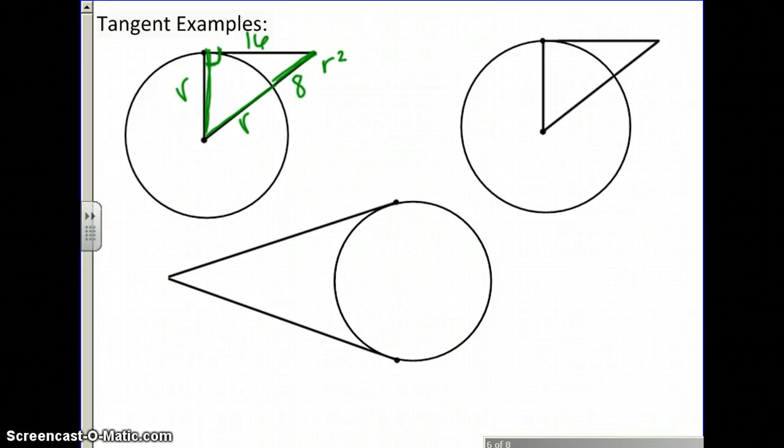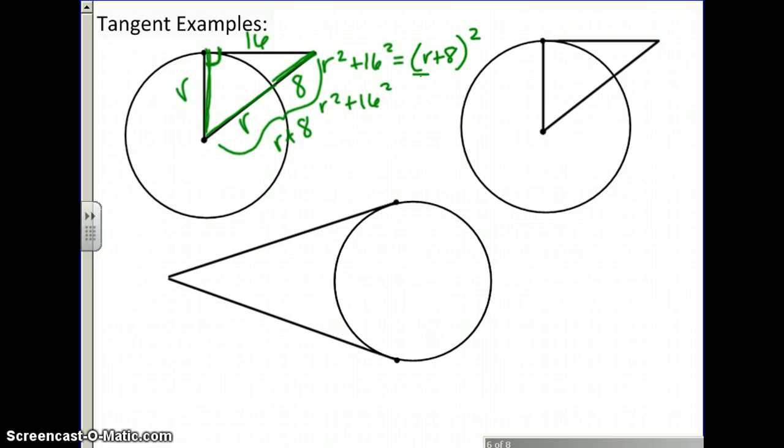So R squared plus 16 squared should equal this whole side. Well, this whole side is really R plus 8, not R times 8. Add the segment length, so it would equal R plus 8 squared. So go through. You need to FOIL this. Do not tell me it is R squared plus 64. You need to write it out twice and FOIL. So you should have R squared plus 16R plus 64.